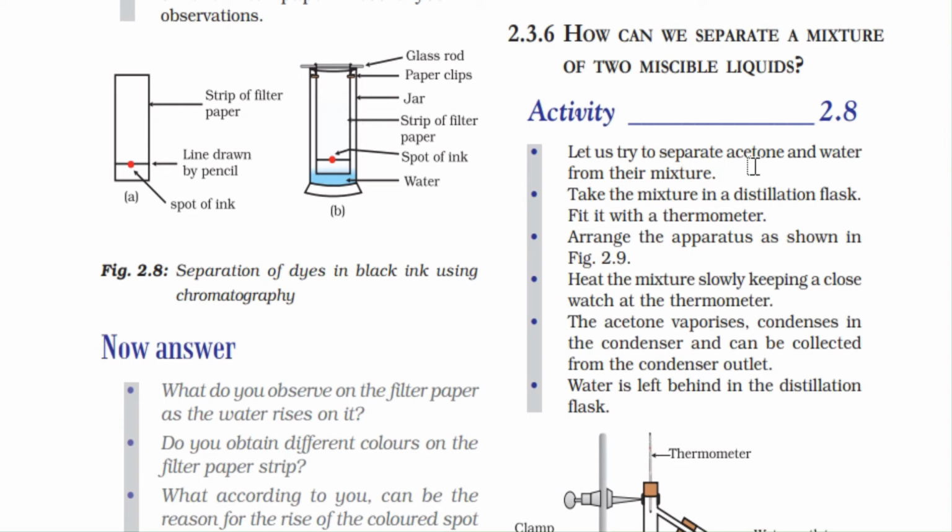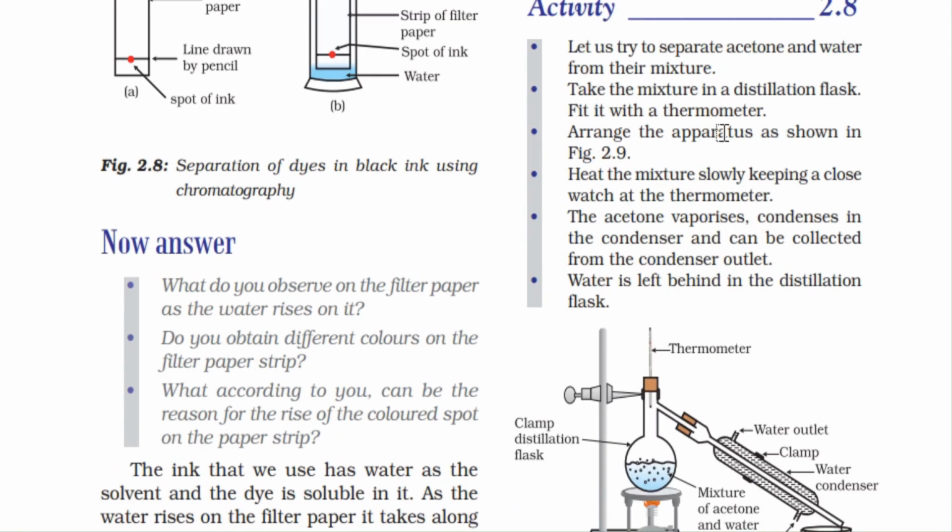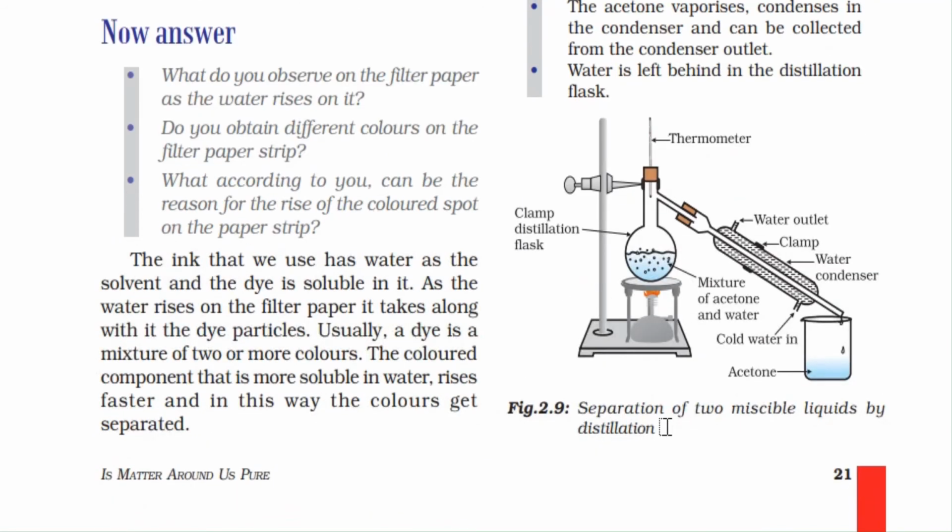Let us try to separate acetone and water from their mixture. Take the mixture in a distillation flask. So this is called the distillation flask. Fit it with a thermometer. You put the thermometer from the top like this, as shown in the figure. Arrange the apparatus as shown in Figure 2.9.